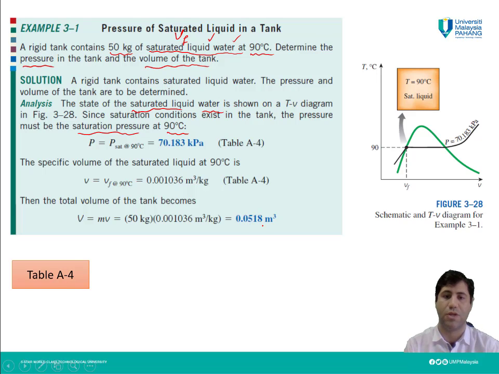0.0518 cubic meters. Simply you can see here how useful it is to use these tables, instead of measuring the pressure and volume for this tank. Usually we know what the state is, or at least we can assume what the state is here: saturated liquid. It's just an assumption, or it is given in the question. And by knowing its mass, we can find other properties like the pressure and the volume of the tank, which are not that easy to measure.